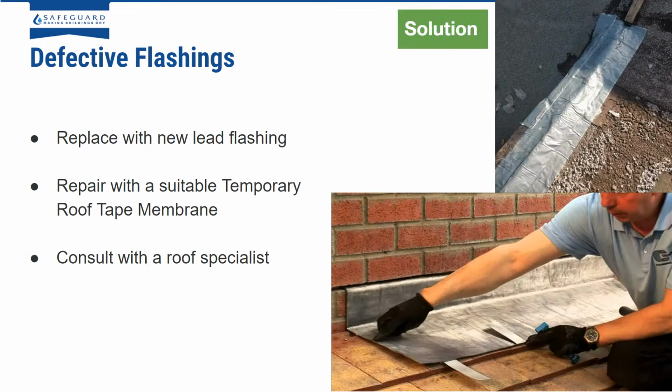So you can see here that you should replace it with new LED flashing. It could also be repaired with a temporary roof tape membrane, so that could be done as a sort of short-term fix before getting an expert in, and that would be the best advice when looking at rain penetration.